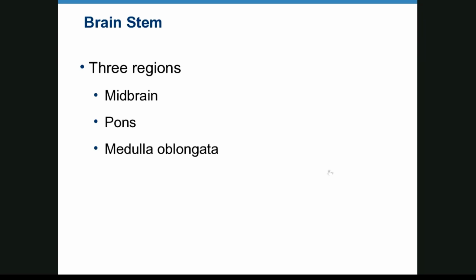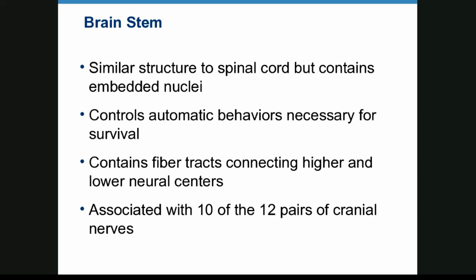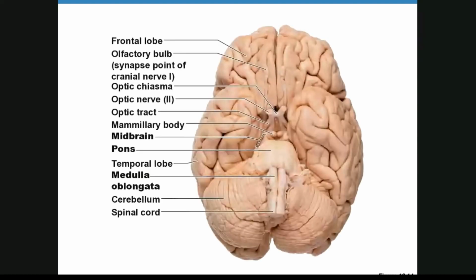Okay, the brain stem has the midbrain, pons, and medulla oblongata. Brain stem, very similar in structure to the spinal cord, important for automatic behaviors, and has fiber tracts connecting higher and lower centers, and 10 to 12 pairs of cranial nerves come off of the brain stem. And here we have our medulla oblongata here.